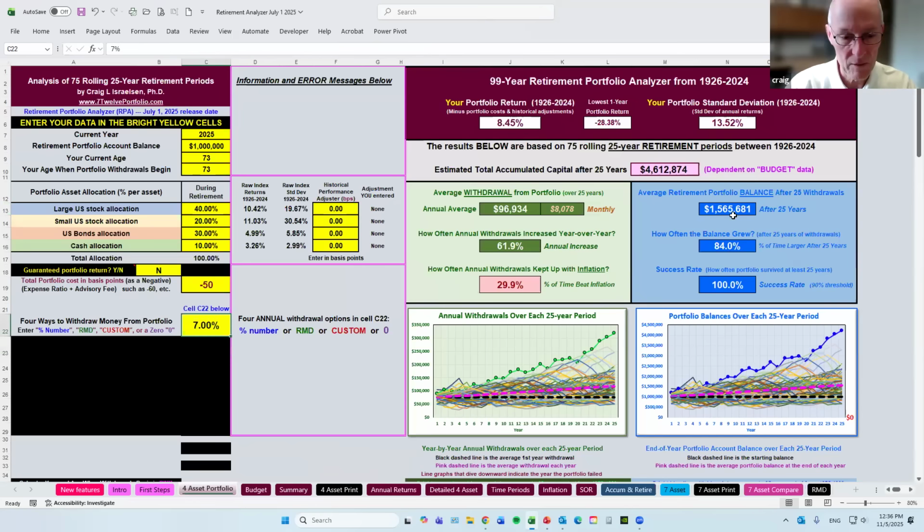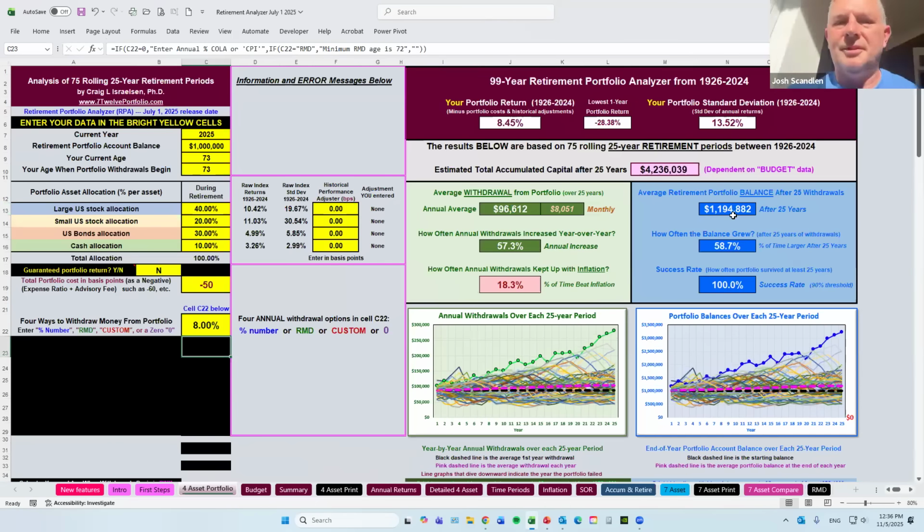Let's do one more. Let's go to 8%. Exactly, 8%. 8% keeps us at 96K. We flattened there, and now we're at 1.2 million. So I hope you see what we just discovered.